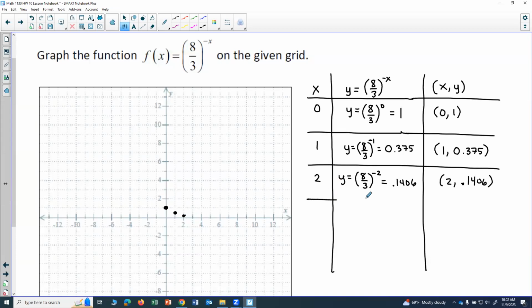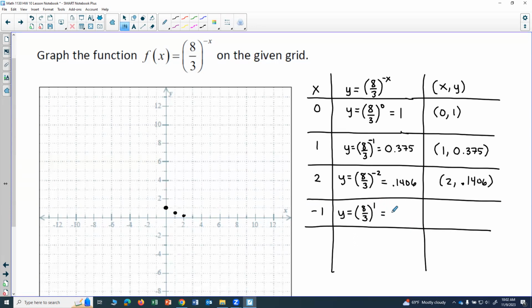Okay. Now I want to pick some values of x that are to the left of the y-intercept. So let's say I did like -1. Then I would have y equals 8/3, and -1 would give me a +1 here. And that was the one that we did earlier that we found was 2.67. So I'll have the point -1, 2.67.